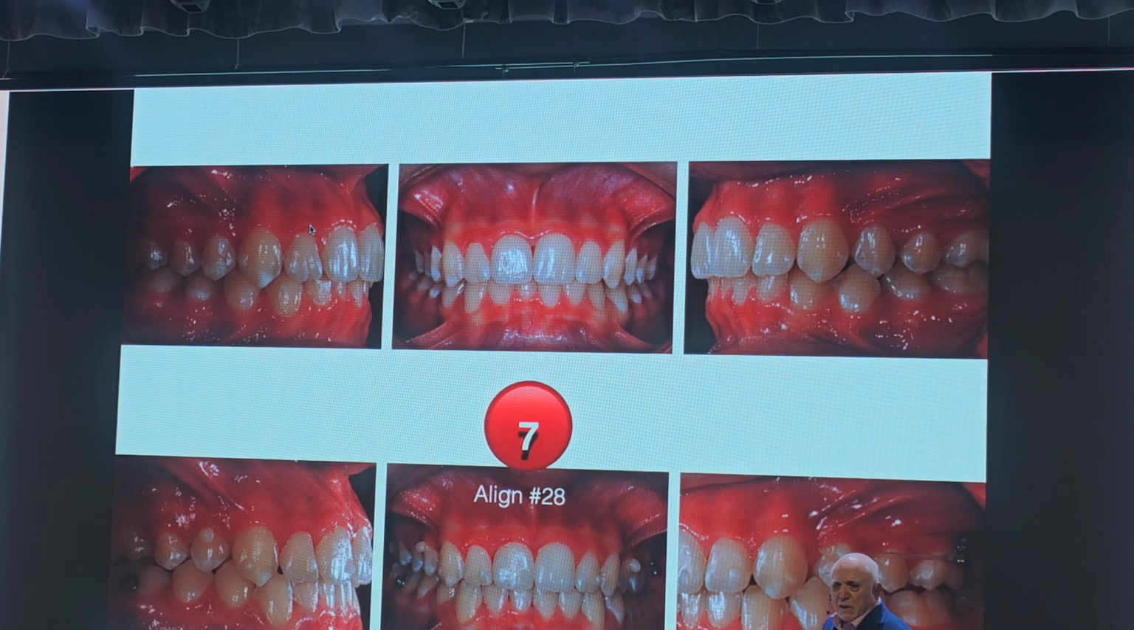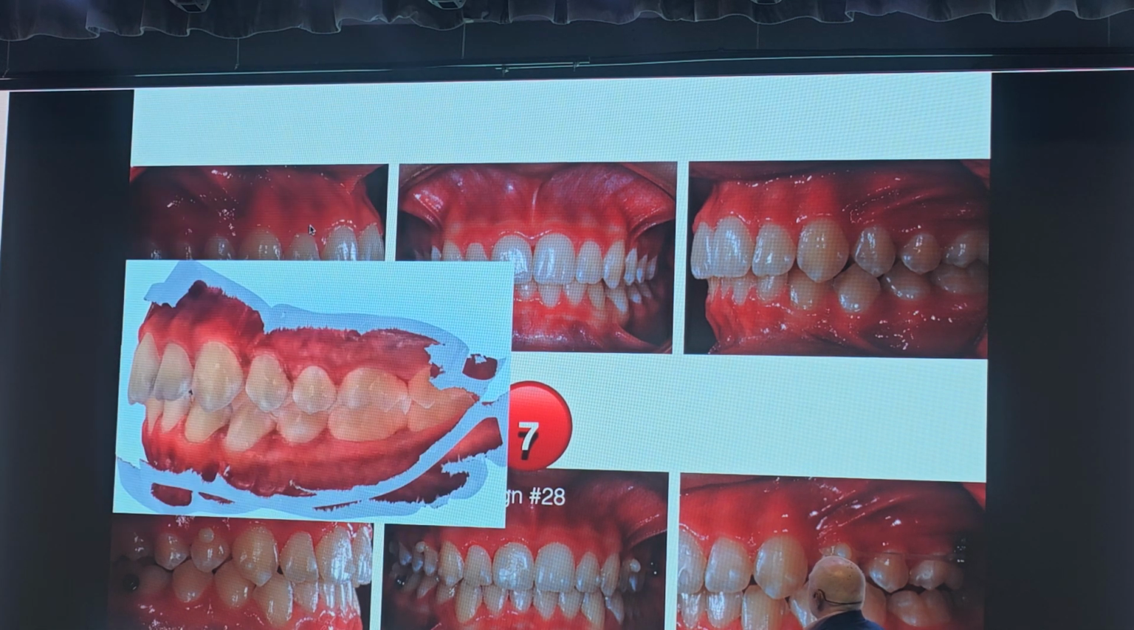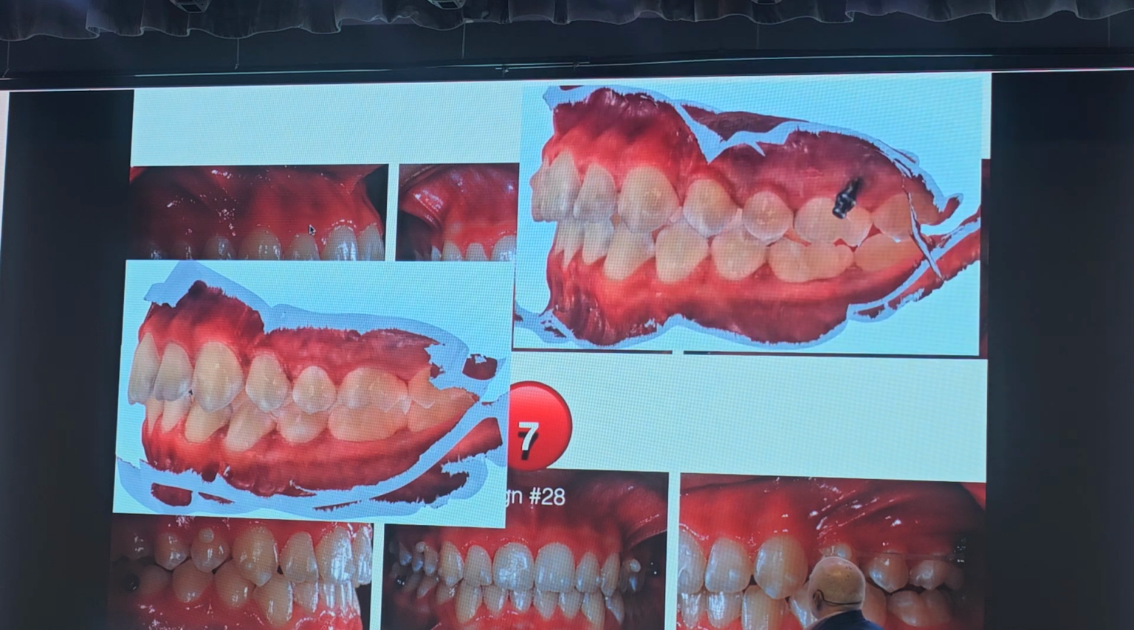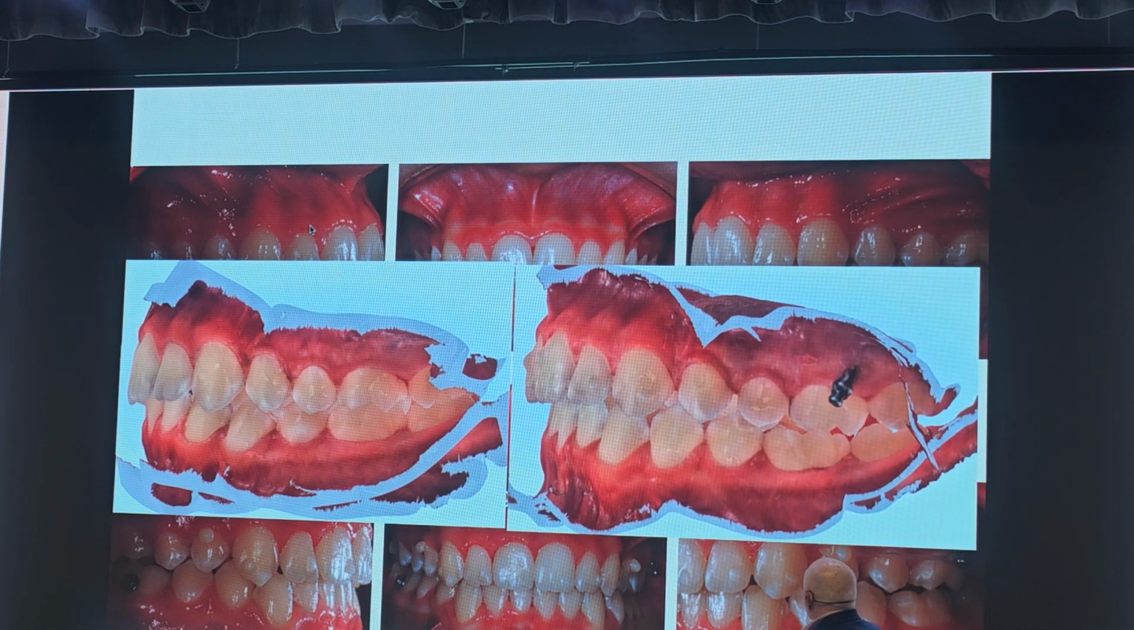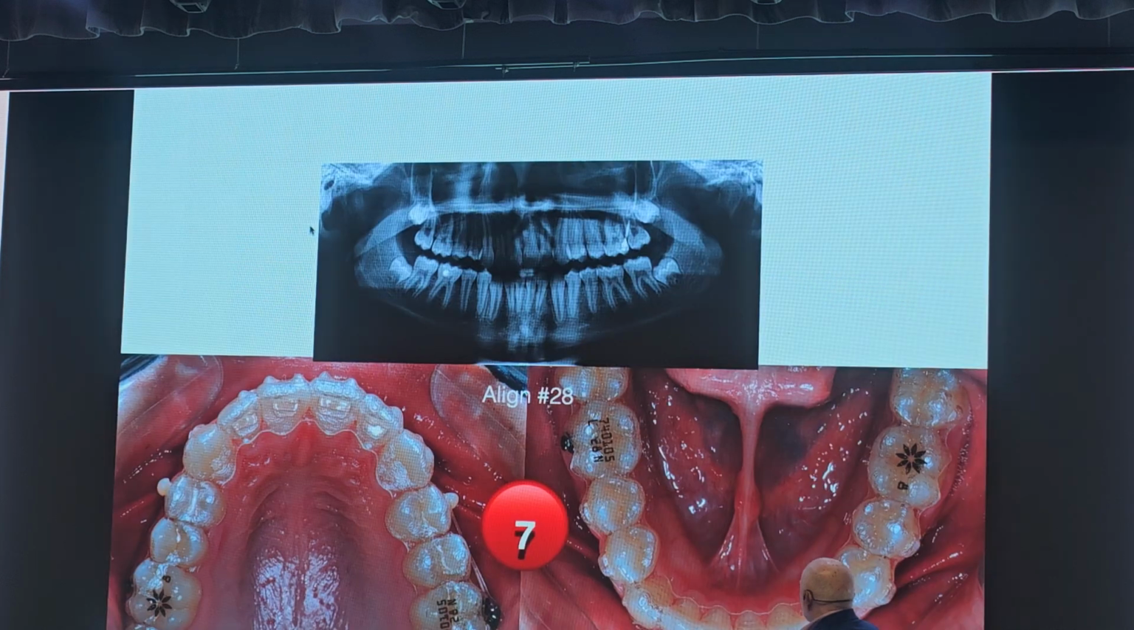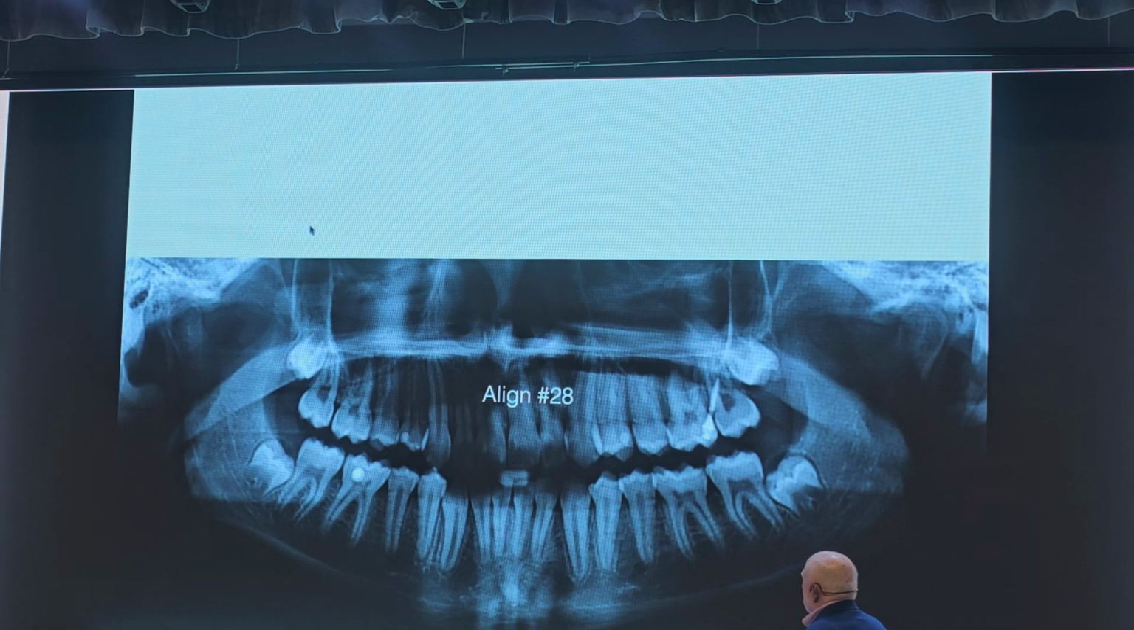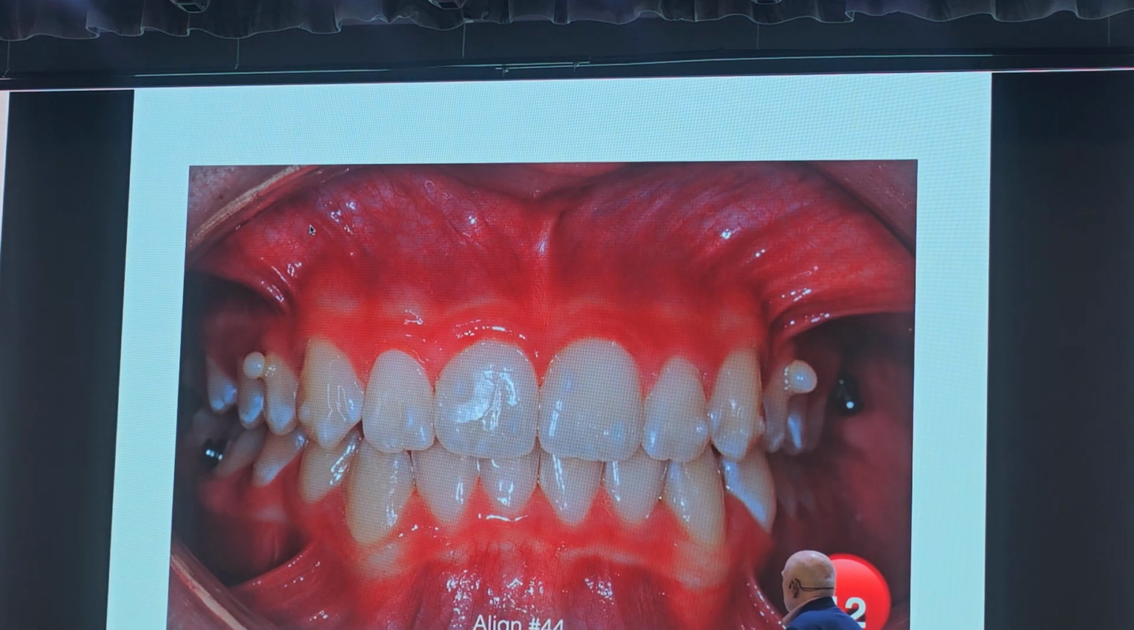Aligners changed every week. Midline is on, buccal occlusion is perfect. And now you can look at the scans. You can see it needs a little bit more, and you can go back and finish it up. So total treatment time is about 7 months in a patient like this.